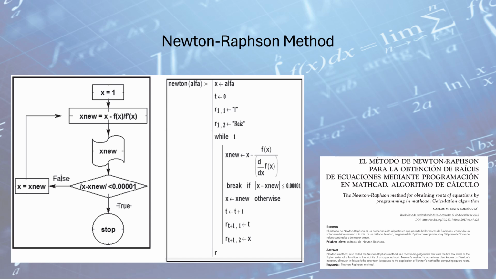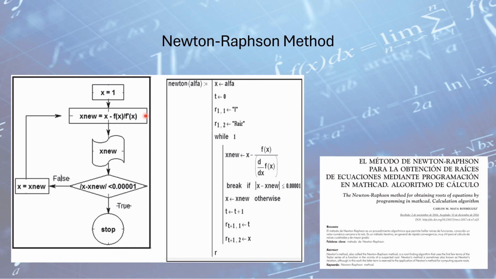So let's consider the Newton-Raphson algorithm step by step. At first, we start with the initial guess x0, and then we calculate the function value f of x0 and its derivative at the x0 point.